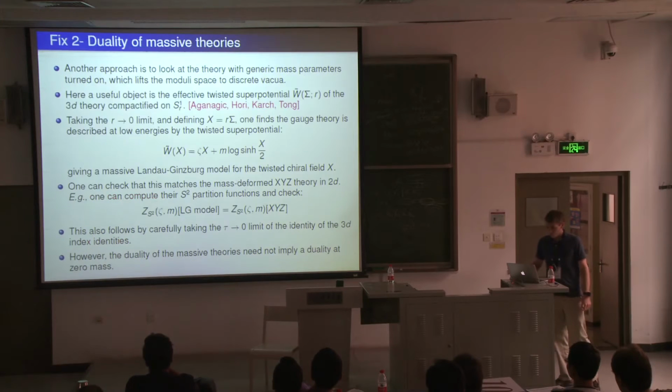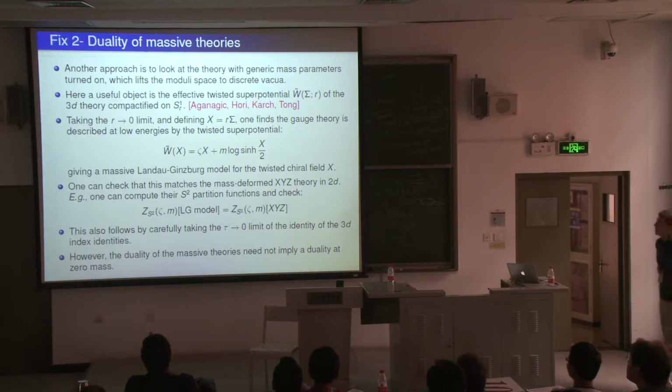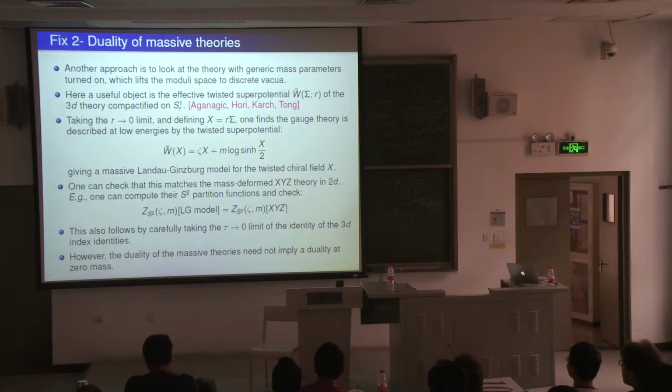Okay. So now let's look for another fix of this SQED to XYZ duality. Another approach is to just lift the moduli space completely, to mass deform the theory to a discrete set of vacua by turning on some finite masses. To study this theory, it's useful to consider the effective twisted superpotential of the 3D theory on a circle. This was used by Aganagic et al. to study a similar problem.